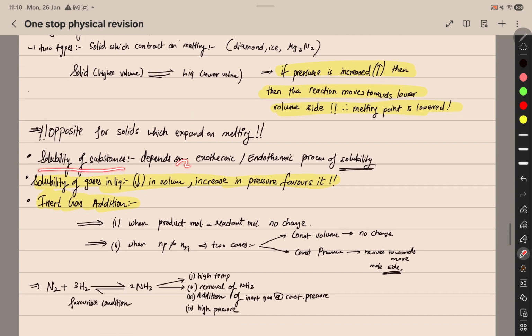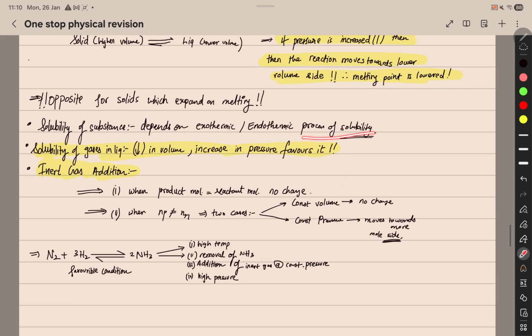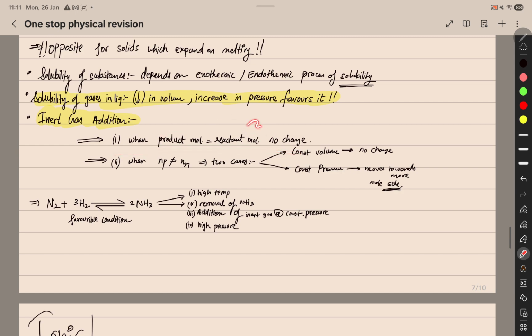Solubility of a substance depends on whether the dissolution process is exothermic or endothermic. Solubility of gases in liquid causes a decrease of volume. So therefore if we increase the pressure, it can favor the reaction. Basically, when you dissolve a gas in a liquid, your volume will decrease, so an increase in pressure will favor that. Inert gas addition: when product moles and reactant moles are the same, there is no change.